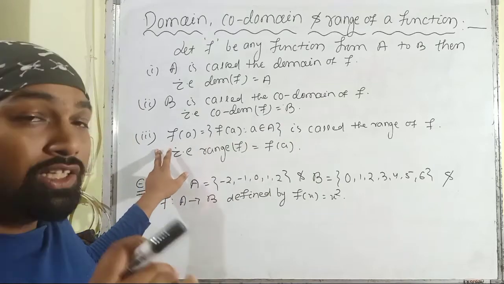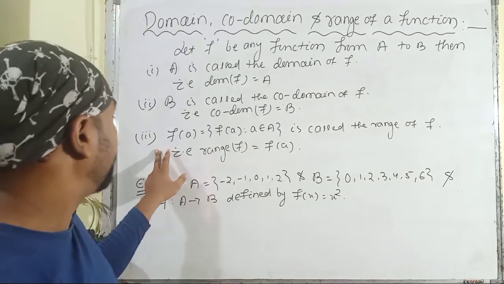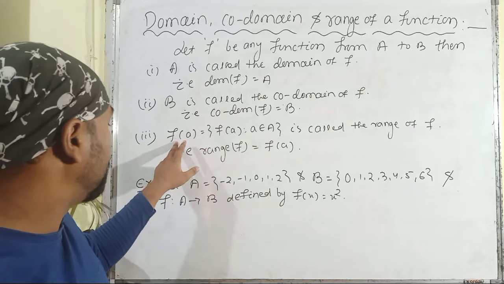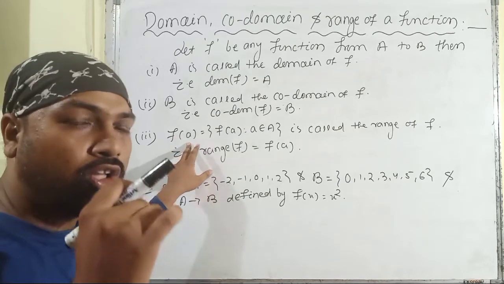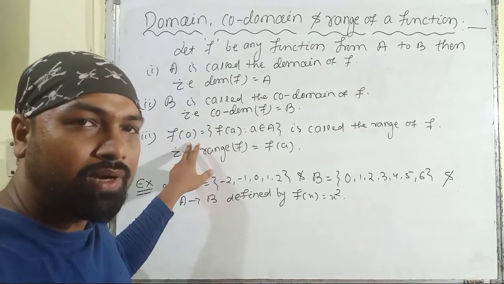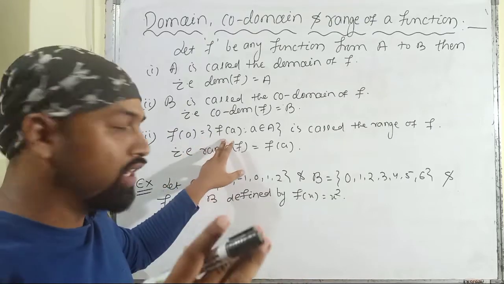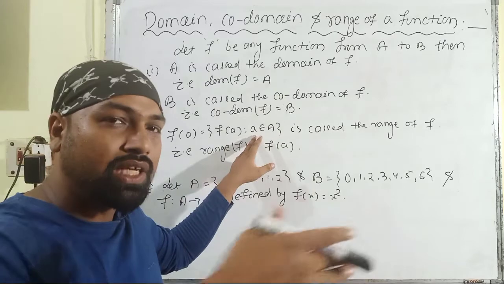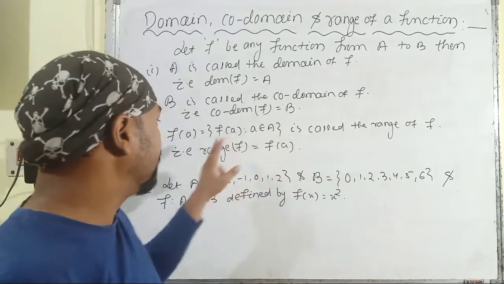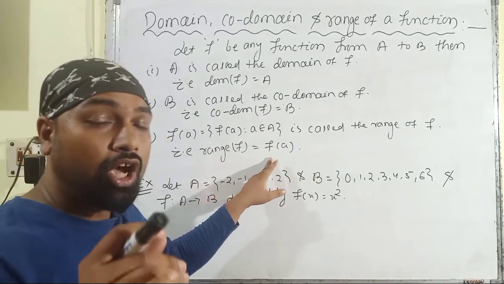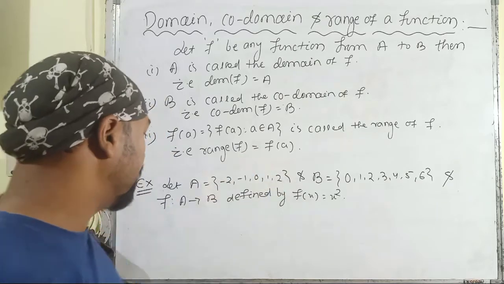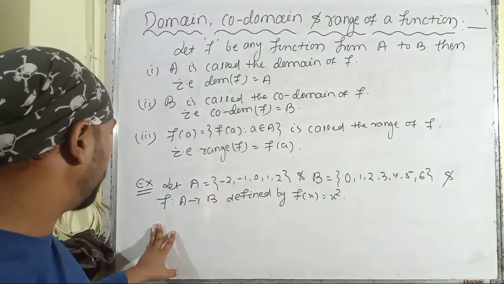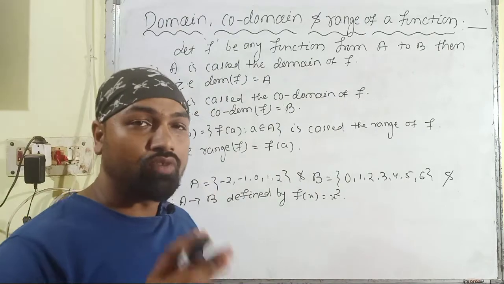Then the range of the function is a special type of set here. It is defined as f of A. That means all the f images of the elements of the first set, which are defined by f of x such that x belongs to the first set, are called the range of the function, and range f is denoted by f of A. And let us discuss an example based upon this domain, codomain and range of a function.